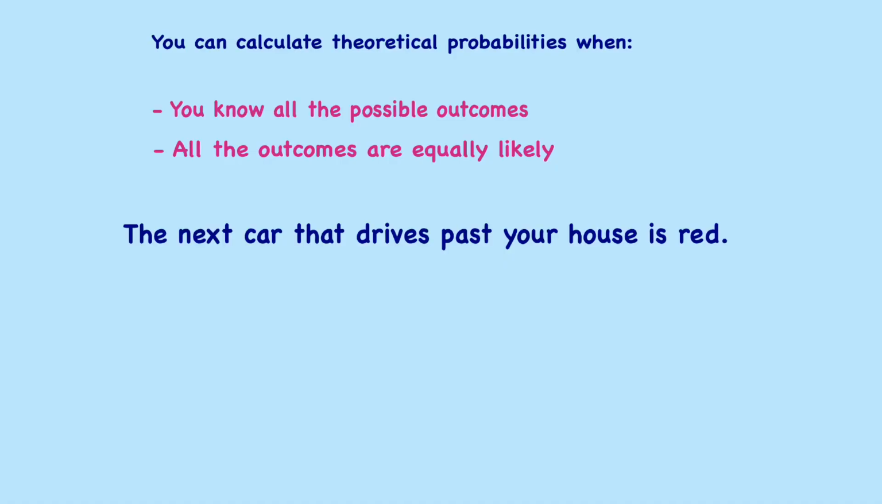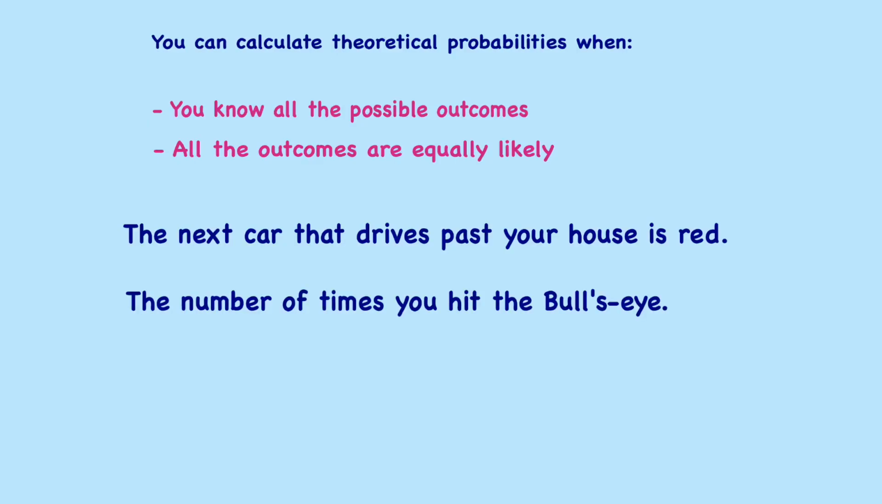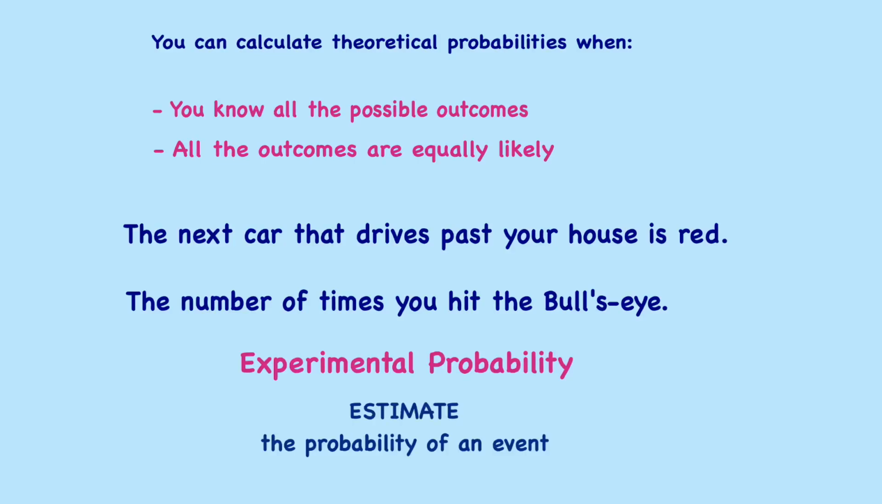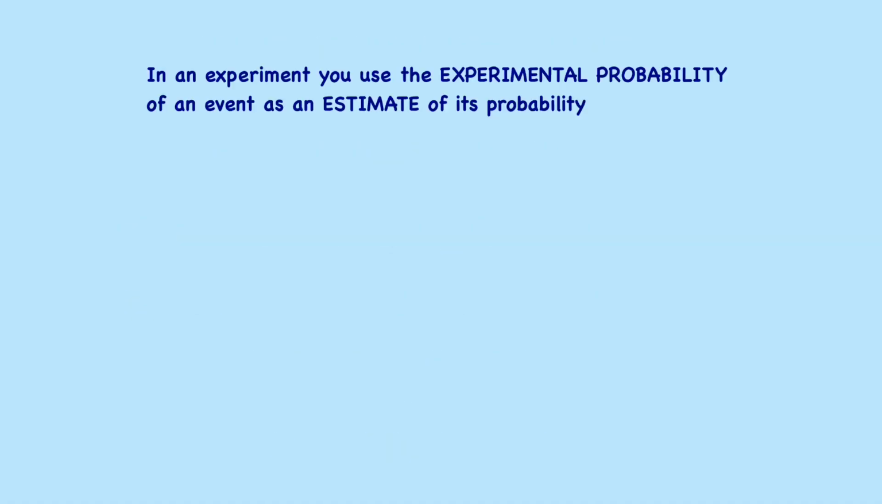For example, the next car that drives past your house is red. Or the number of times you hit the bullseye. So experimental probability is used to estimate the probability of an event. An experiment is a series of trials.